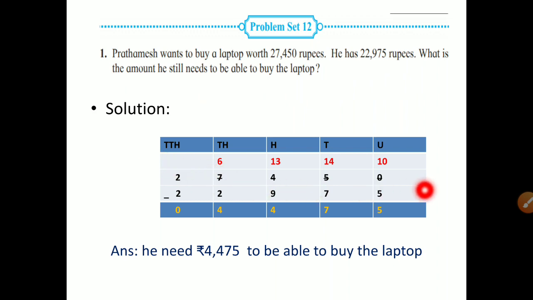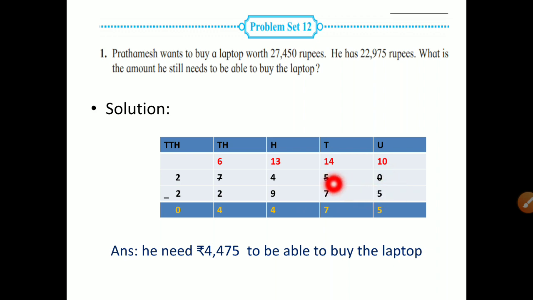See the solution. Draw this table. Unit, tens, 100, 1000, 10,000. Here we are having 5 digit numbers. That is why we will make only 5 tables till 10,000. Start writing numbers. Always write bigger number first. This is 27,450. 22,975.